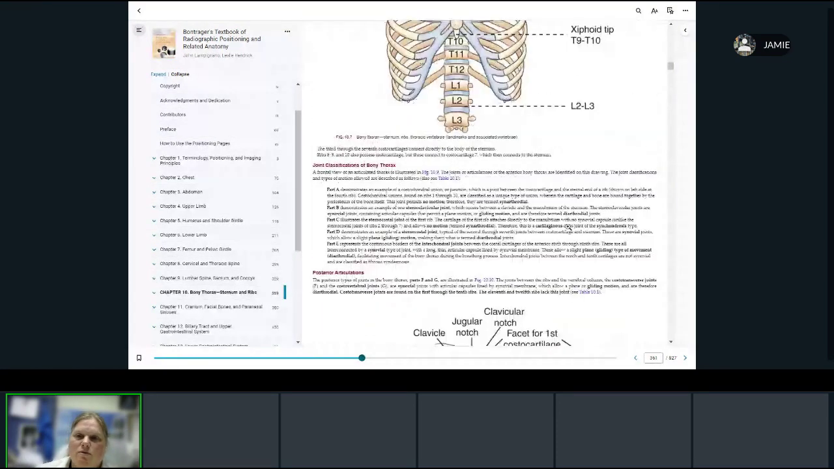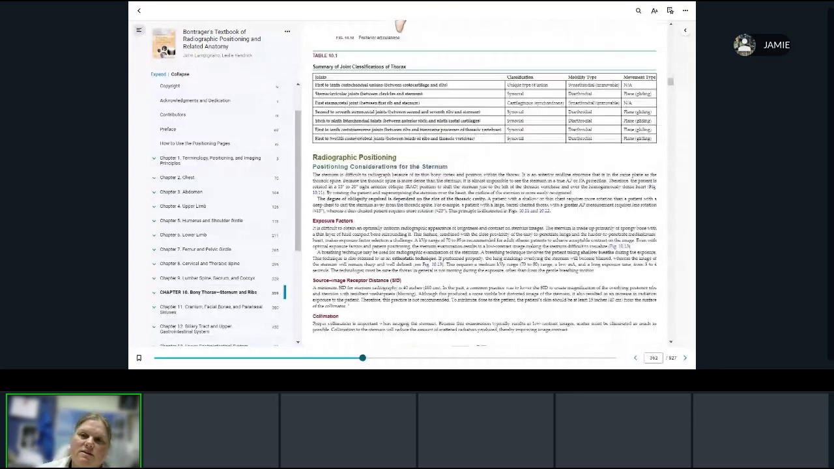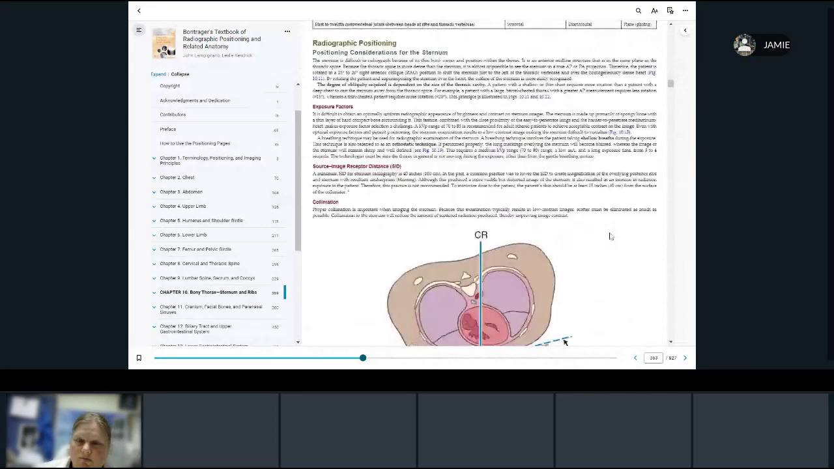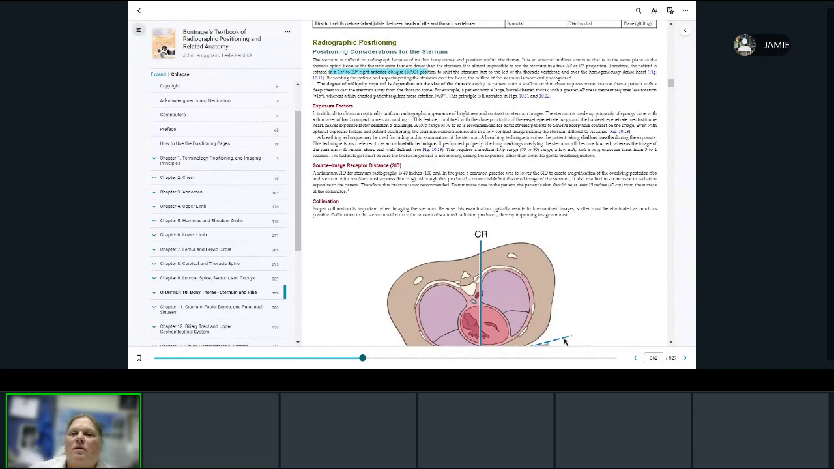Positioning of the sternum: if you flip a page over from that, you'll see this diagram with the 2 body habitus. We do an oblique sternum to get the sternum off of the spine, and that way you can see it better. So we do an RAO position. It's a 15 to 20 degree oblique. So positioning considerations here talk about that rotation into the RAO position, that oblique that we're going to do.